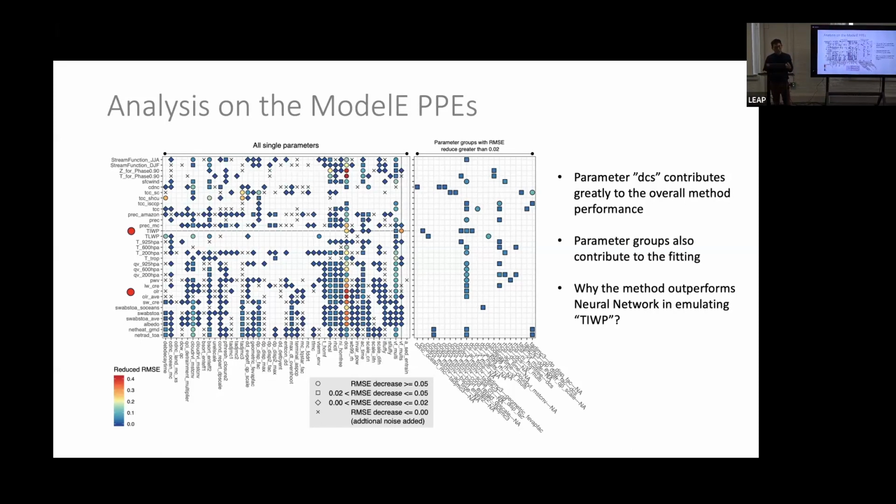Our method looks at the variables one at a time, but the neural network cares more about the overall performance. So this improvement in a single variable is somewhat neglected by the neural network. We think this is important because for all kinds of PPEs, there might be such variables, and if we know and are aware of it, that might lead to better emulator performance.